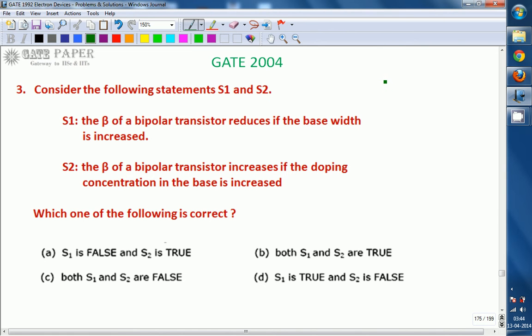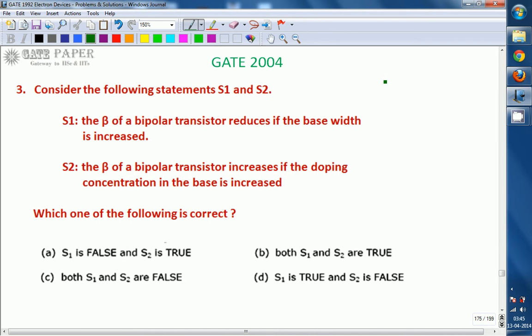Hello, we are discussing the GATE 2004 ECE paper, and the question is related to electronics. Consider the following statements S1 and S2. S1, that is statement 1: The beta of a bipolar transistor reduces if base width is increased. Statement 2: The beta of a bipolar transistor increases if the doping concentration in the base is increased. Which of the following is correct?